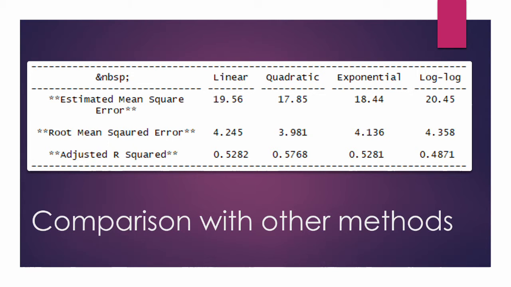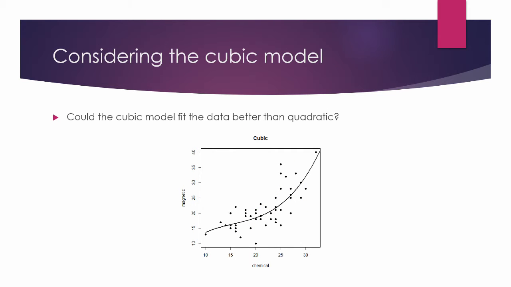But what if we took a look at a different model that would more highlight the usefulness of the n-fold cross-validation? So this example comes from the textbook problem 7.10. It asks us to consider the cubic model in regards to this data set and compare it with the ones that we've already created.